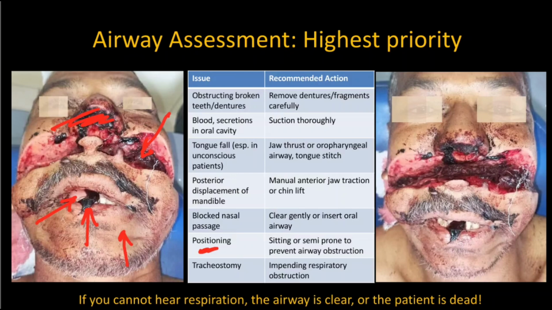Tracheostomy should always be considered when there is impending respiratory obstruction and whenever jaw thrust, chin lift, oropharyngeal airway and tongue stitch don't work. In those cases, tracheostomy should always be considered.